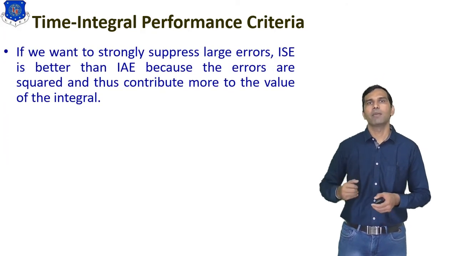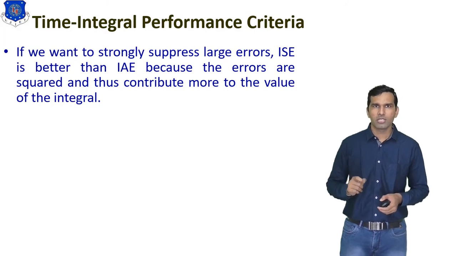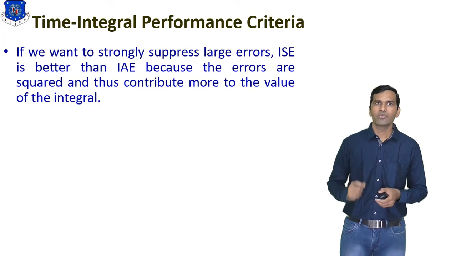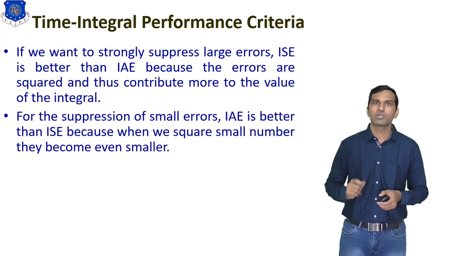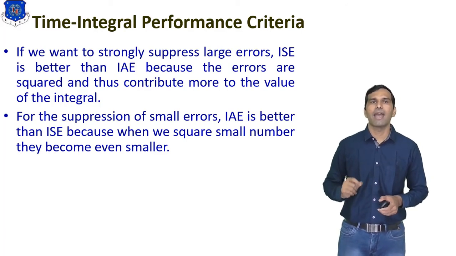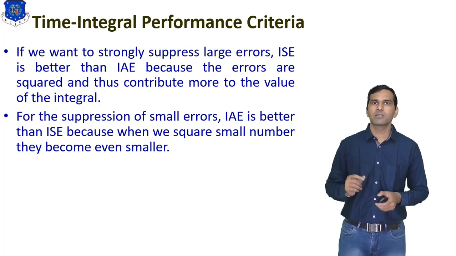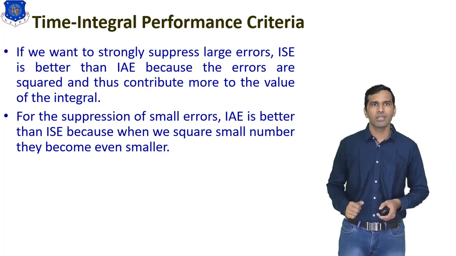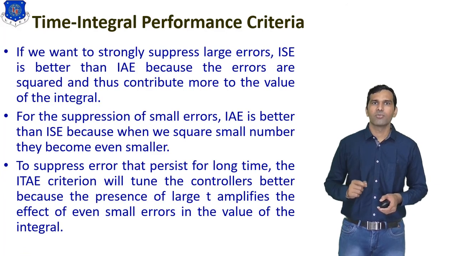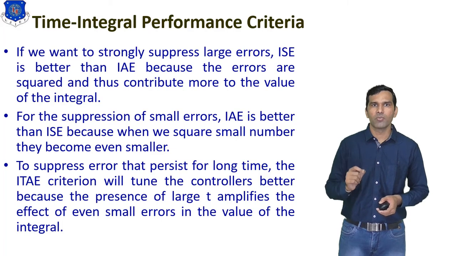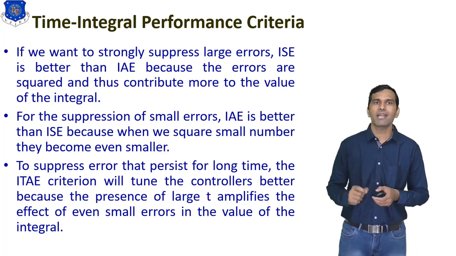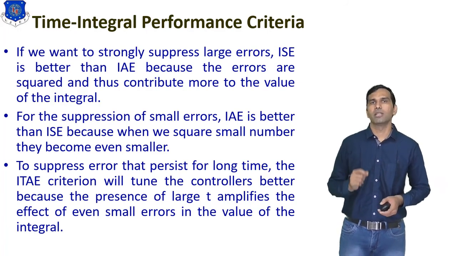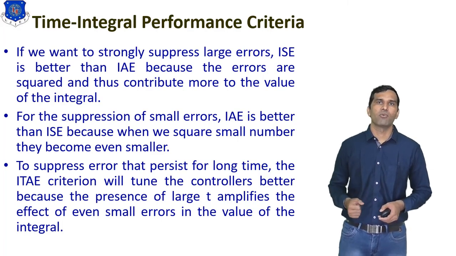Now we discuss in general about these time integral criteria. If we want to strongly suppress large errors, ISE is better than IAE because the errors are squared and thus contribute more to the value of the integral. For the suppression of small errors, IAE is better than ISE because when we square small numbers, they become even smaller. Lastly, to suppress errors that persist for a long time, the ITAE criterion will tune the controller better because the presence of a large t amplifies the effect of even small errors in the value of the integral. So this is the general discussion about the time integral performance criteria.